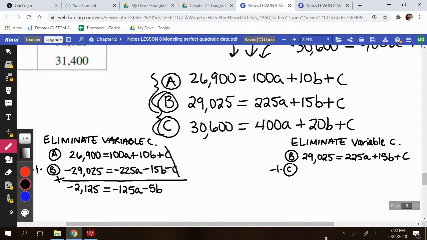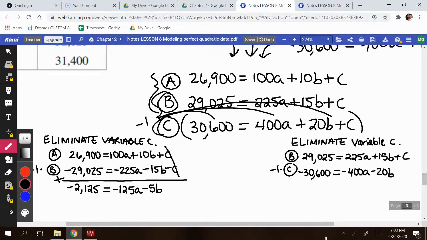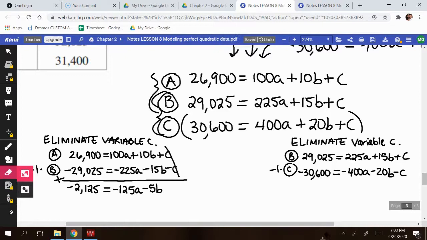So equation capital C, I'm going to multiply everything by -1. I'm going to distribute the -1 through to the first term. So that becomes negative 30,600. I'm going to distribute the -1 through to the second term. So I'll get negative 400a. I'm going to distribute it to that term right there, minus 20b, and then distribute it to the positive c. So I'll have minus c.